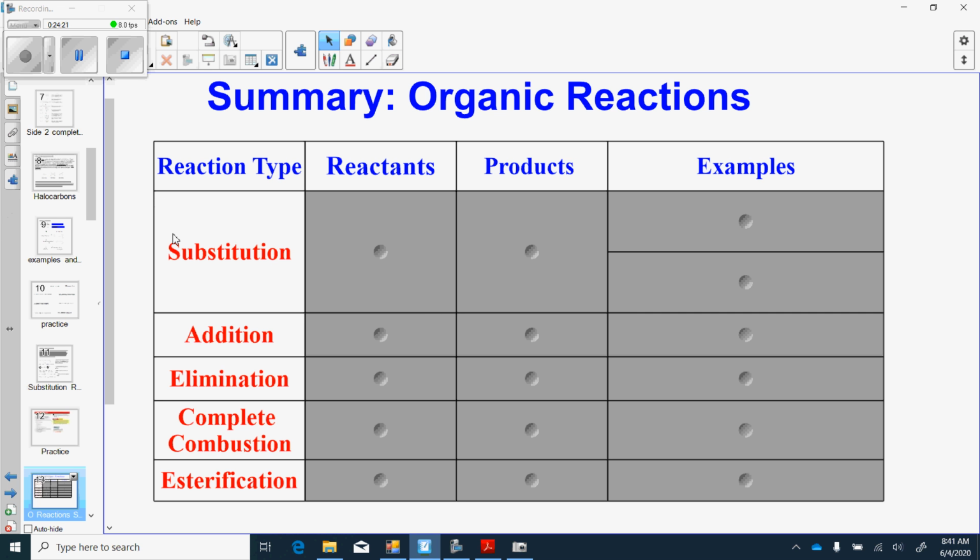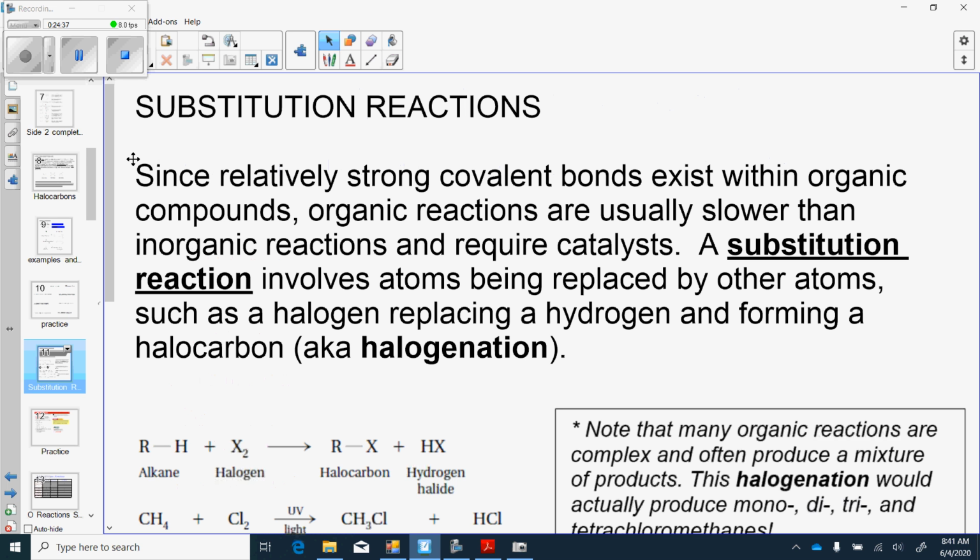Okay, so we talked about 5 reactions in grade 11. Double replacement, single replacement, combustion, decomposition and synthesis. Here we're going to talk about 5 organic reactions, okay? Organic compound reactions. So we're going to take a look at our first one. It's just like you think. You see the word substitution and you're like, well, what does substitution mean?